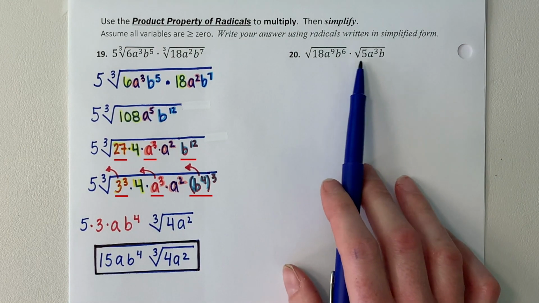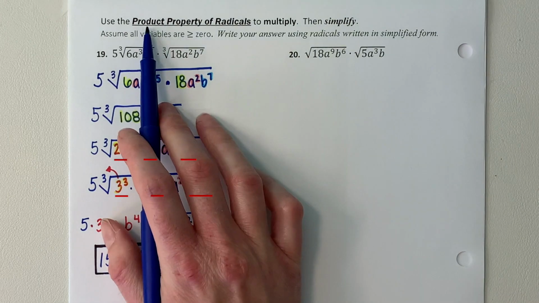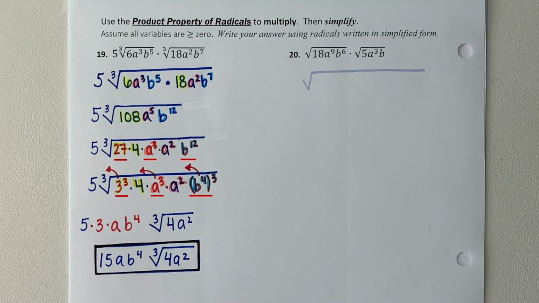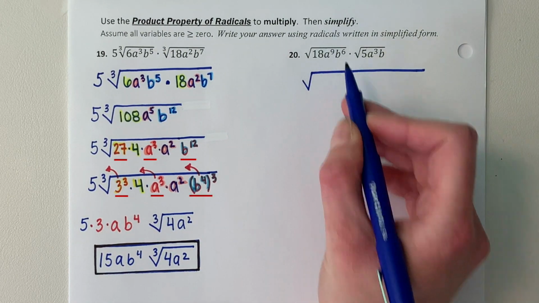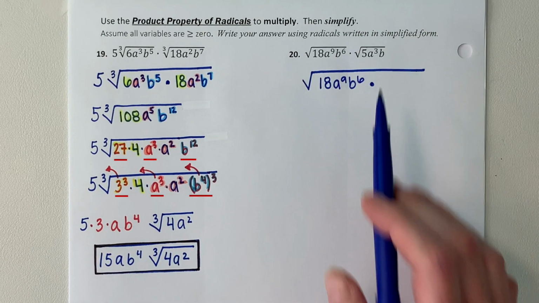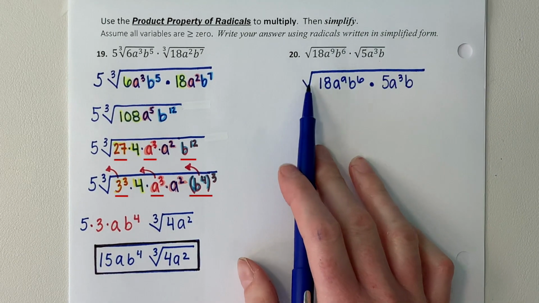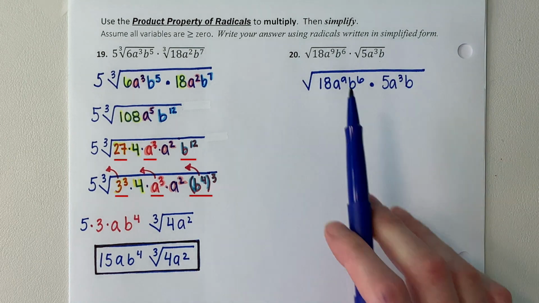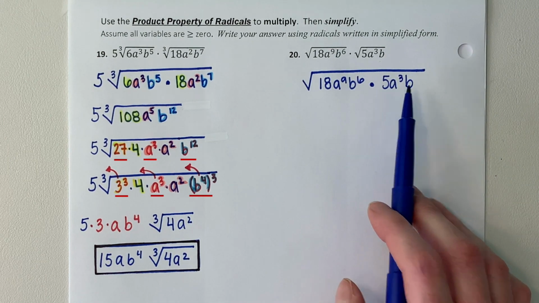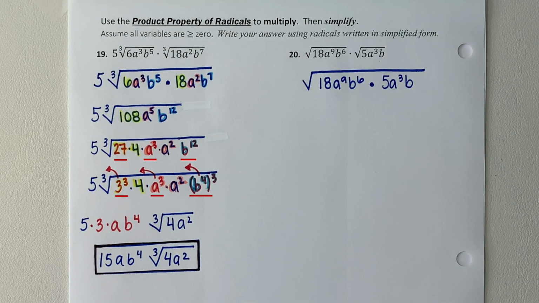Let's take a look at this next example. First, we're going to use the product property of radicals to multiply. That will leave us with 18a to the 9th b to the 6th times 5a cubed b, all underneath the square root. Now remember, when you're multiplying a bunch of different quantities together, we multiply the like quantities.